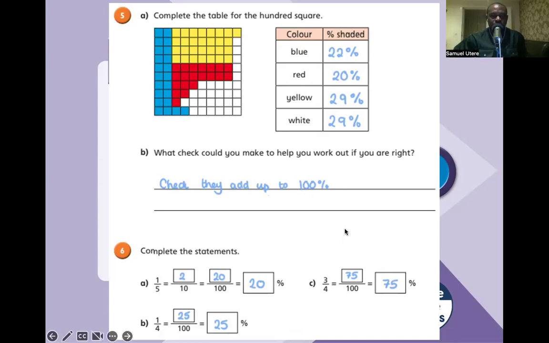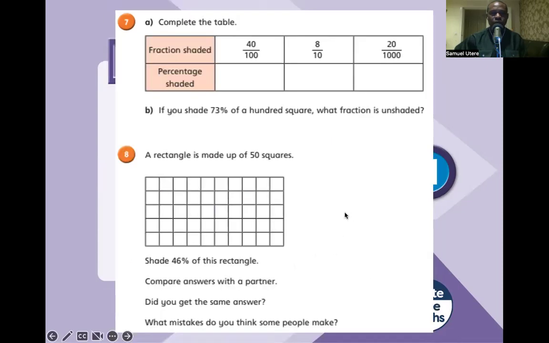Next, complete the statements. All right. So by now, you should know your fifths and quarters. Okay. So it shouldn't be a challenge for you to complete these statements. Pause the video and answer questions 7 and 8 in 3 minutes. Here are the answers, assuming you've paused the video and you've worked through this. Well done.